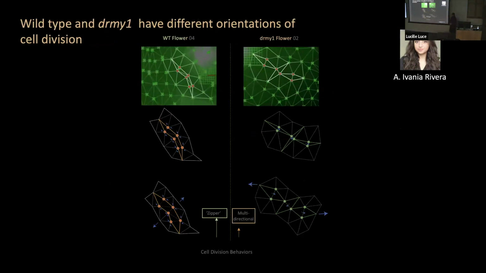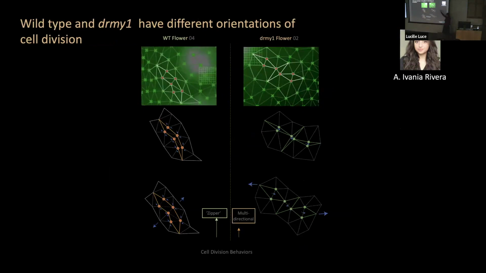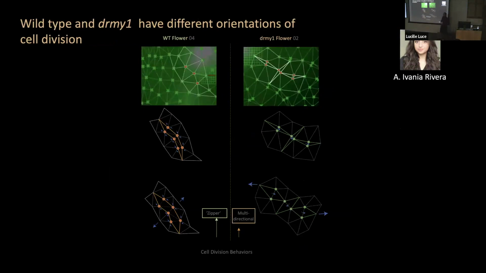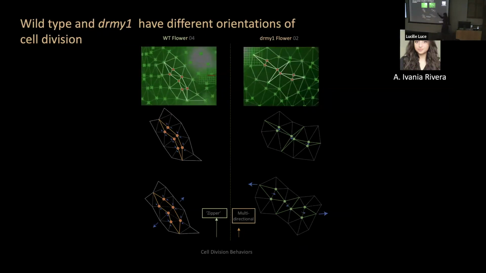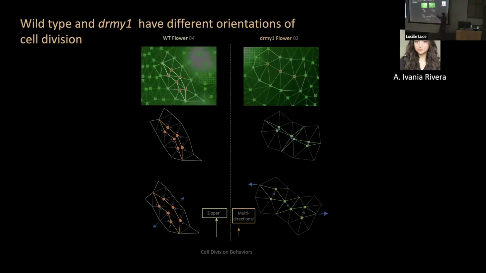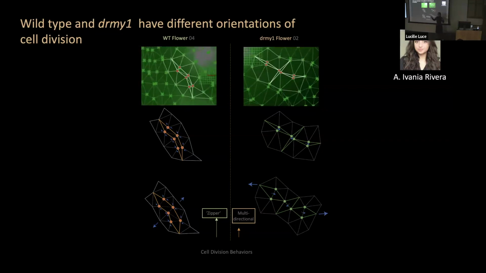So Ivania took our data and we were looking at our wild type flower versus our DREAMY1 mutant. DREAMY1 is one of our robustness mutants. It's got problems in initiating sepal primordia. And so she just started putting this in her analysis pipeline and started thinking about the middles of cells and how they move as the tissue grows.